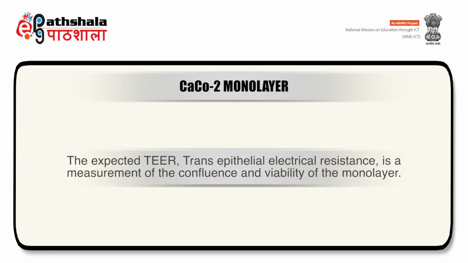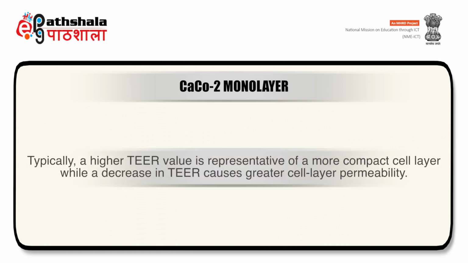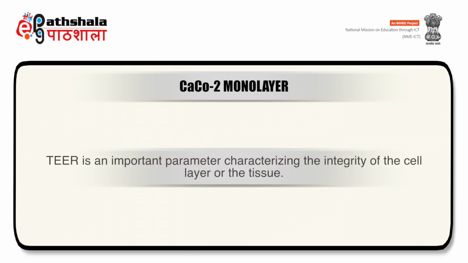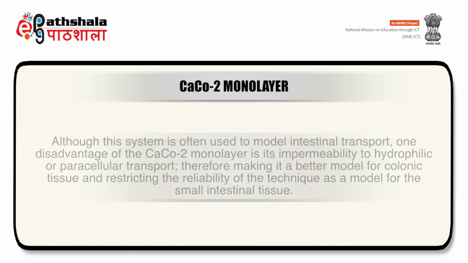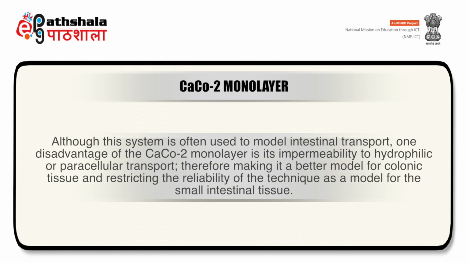The expected TEER, that is transepithelial electrical resistance, is a measurement of the integrity and viability of the monolayer. Typically, a higher TEER value is representative of a more compact cell layer, while a decrease in TEER means greater cell layer permeability. TEER is an important parameter characterizing the integrity of the cell layer, and this system is often used to model intestinal transport.